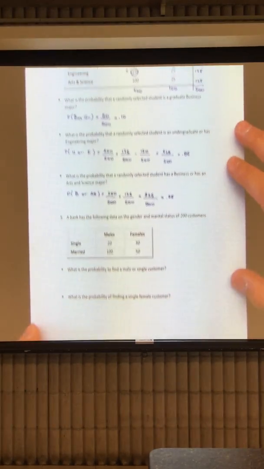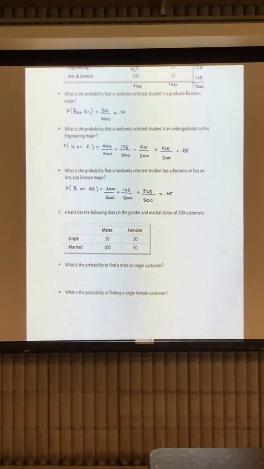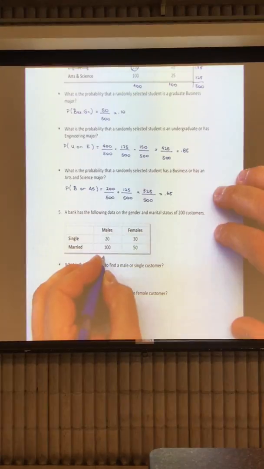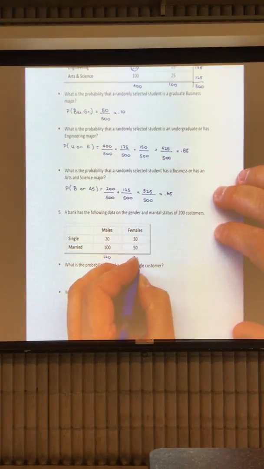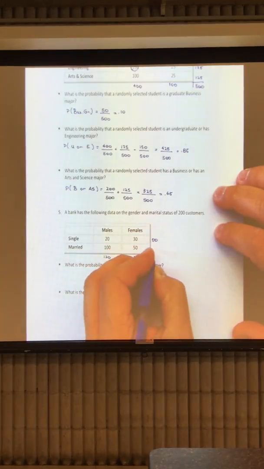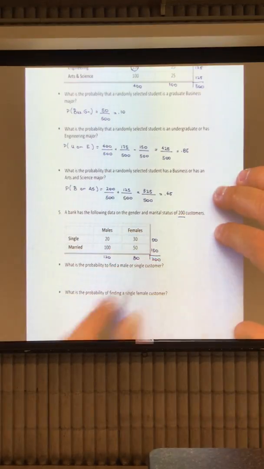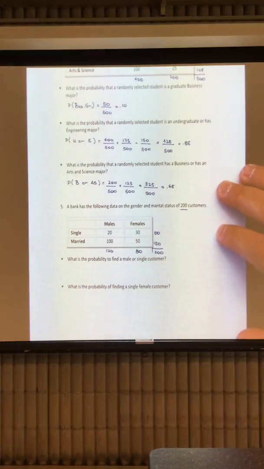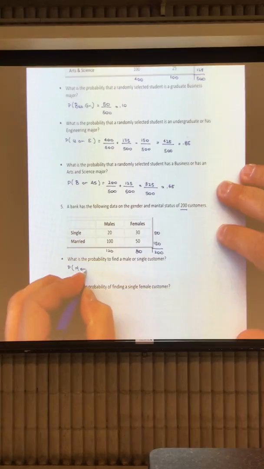We have to follow the same steps for the last problem. We have to calculate the total first. We have 120 males, 80 females, 50 single, 150 married, for a total of 200. So what is the probability to have a male or single?